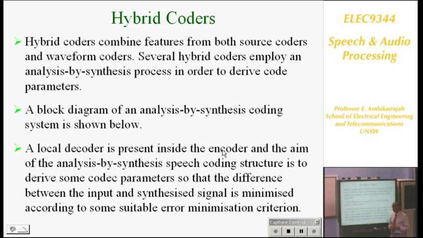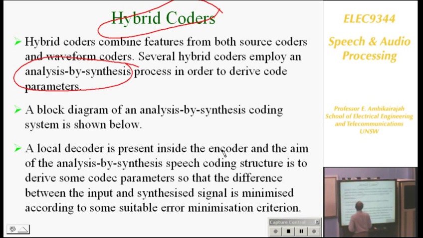In order to understand CELP coding, you must understand the next definition of the coding, which is a hybrid coder. And what is a hybrid coder? Hybrid coders combine the features from source coding and waveform coding. There are many hybrid coders people have tried out. One of the famous ones is analysis by synthesis, and most of them employ analysis by synthesis. A block diagram is given in the next section, and I'll now explain what analysis by synthesis is.